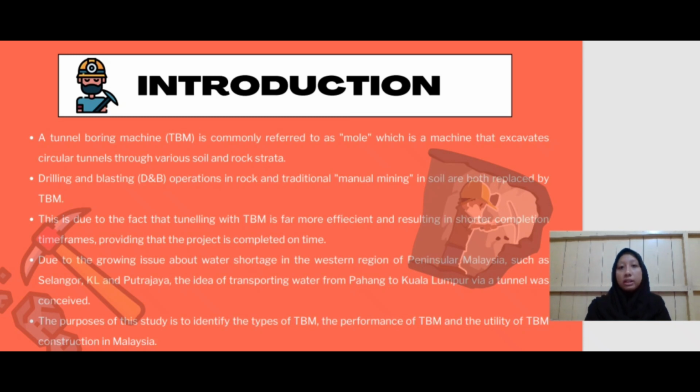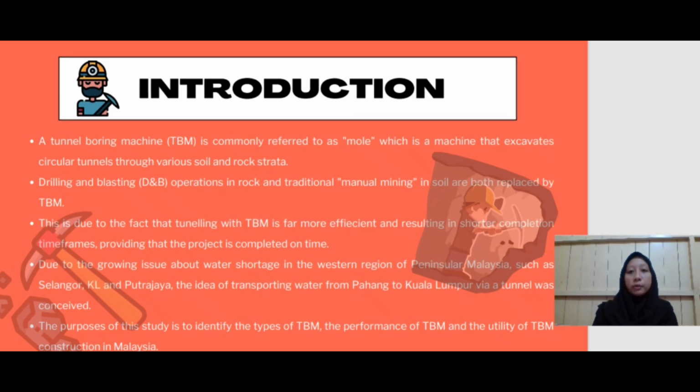First of all, what is TBM? A tunnel boring machine, commonly referred to as a mole, is a machine that excavates circular tunnels through various soil and rock strata. What's the use of TBM and their diameter? They may be made to bore through a variety of material, including hard rock and sand. Microtunneling can be also done using TBM. Tunnel diameters have ranged from 1 meter or 3.3 feet done with micro TBMs to 17.6 meters or 58 feet.